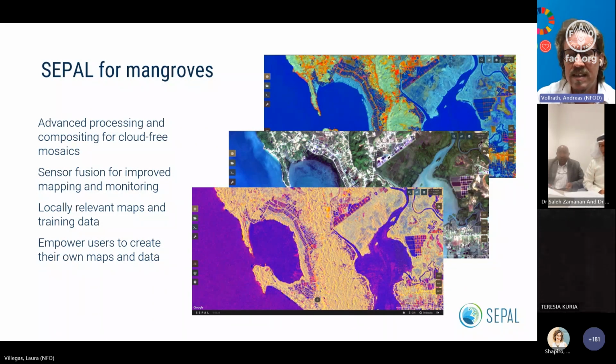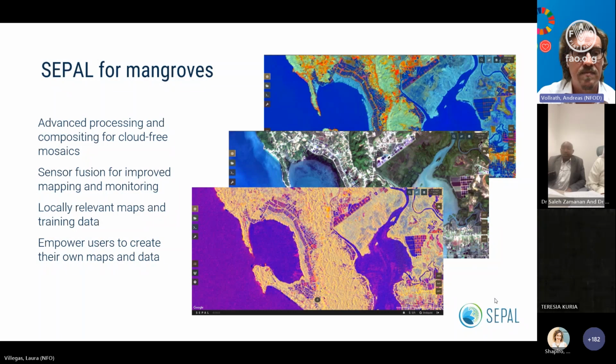And the aim really is, in general for CPOL, but also specifically in the case of mangroves, to create locally relevant maps. I think in one of the slides Pete mentioned that with the same effort that can be put into a global map, if you put this into a national map, usually results are better. In a national context, you likely can produce maps that better represent the national circumstances. Yeah, and it's really there to empower users to create their own maps and data.